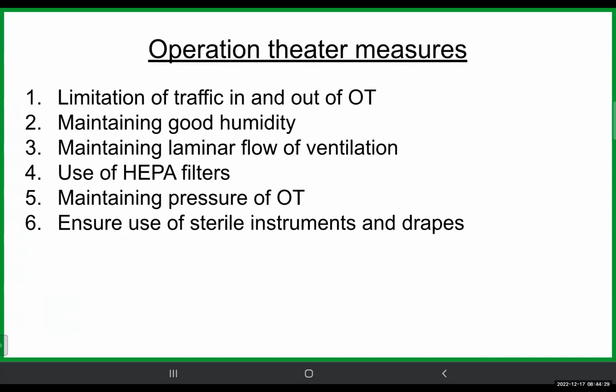Now coming to the operation theater measures: limiting the traffic in and out of the OT room, maintaining good humidity around 30 to 60% in the OT room, maintaining laminar flow of the ventilation, and use of HEPA filters. These are high efficiency particulate air filters. Then maintaining pressure of the OT so that there can be good laminar flow and good ventilation. Ensure use of sterile instruments and drapes.